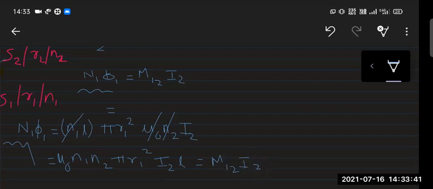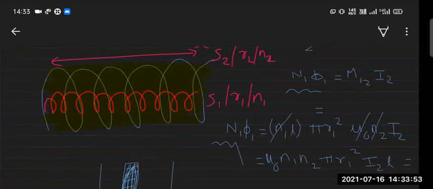Now let's make it reverse. If you are supplying current in the inner loop, that means the smaller one, so you are allowing current to pass through this one. What does this say? It is saying simply that current is passing through the inner coil. So where will the magnetic field be produced?